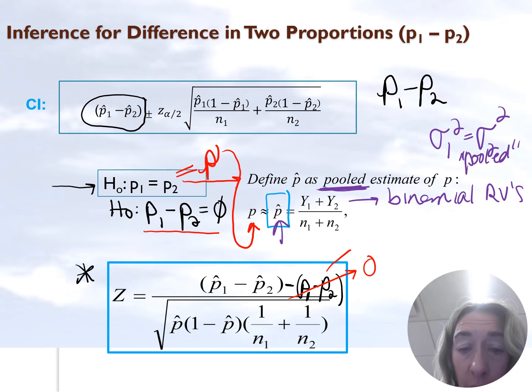So then, what appears in the denominator of the test statistic is p hat, your pooled estimate, p hat times 1 minus p hat times 1 over n1 plus 1 over n2, square root thereof, and that's what's in the denominator for the z random variable.